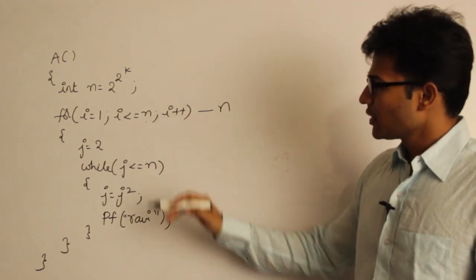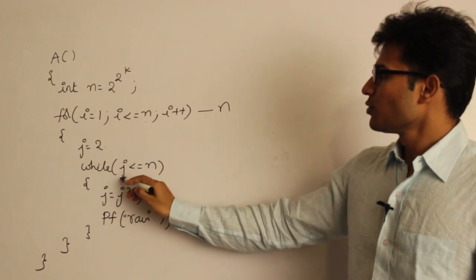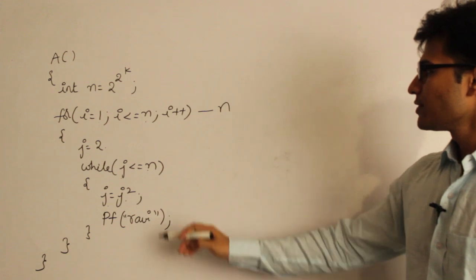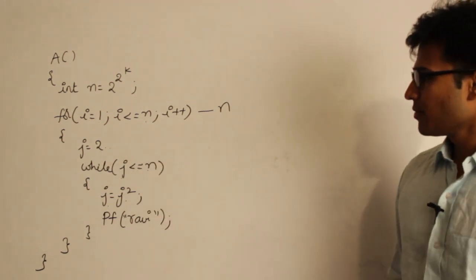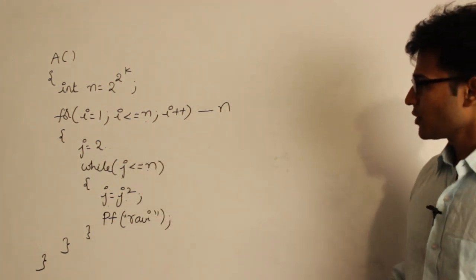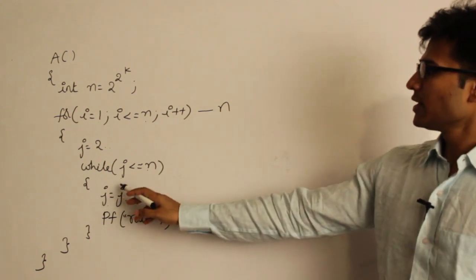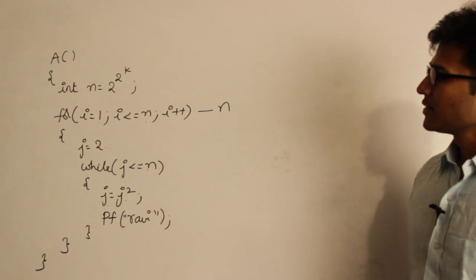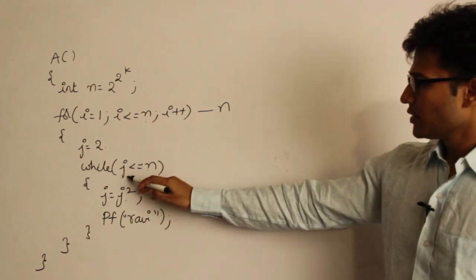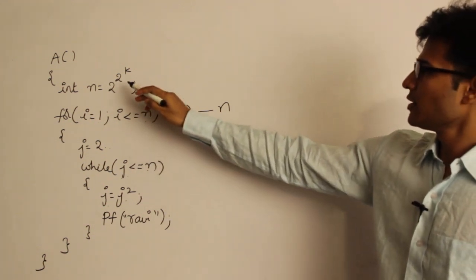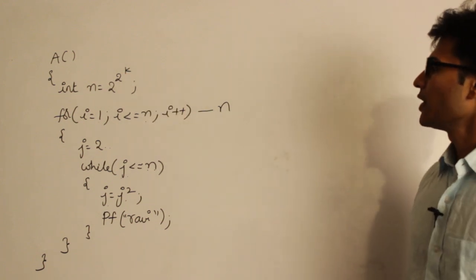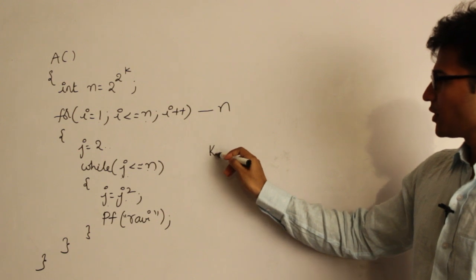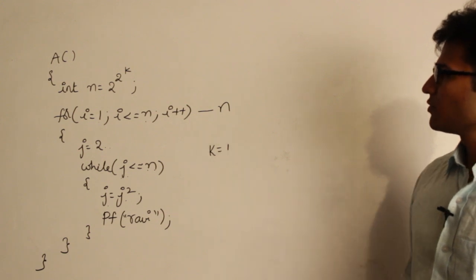Now coming to the internal loop, for j equal to 2, j less than or equal to n, j equal to j square. So j is running from 2 to n, but not in steps of 1 or steps of doubling. It is actually getting squared every time, j equal to j square. So in order to analyze this, j value is depending on n. So n is 2 power k. In order to analyze this, let's keep substituting the values of k. For k equal to 1, let's see what happens.